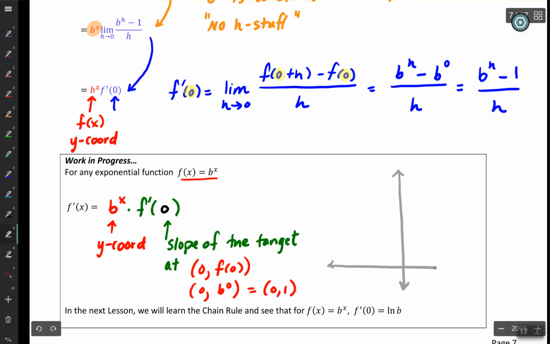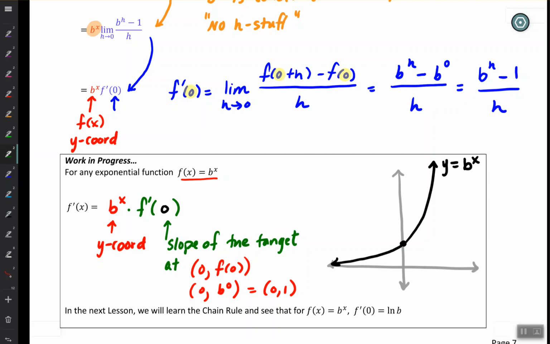So what we're saying is for any exponential function, how about I graph something with exponential growth? My base is larger than 1. Y is b to the x. The slope of the tangent line at any point on this curve is just that y coordinate there times the slope at the point 0, 1.